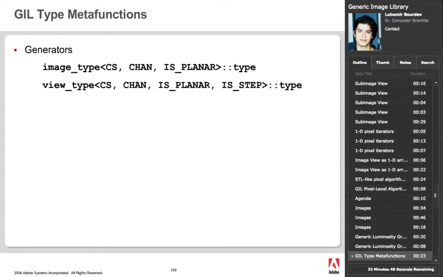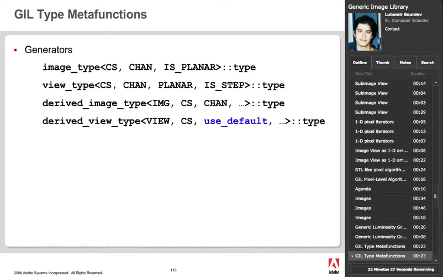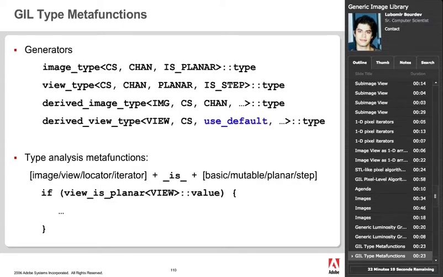GIL provides metafunctions to construct images and image views from components, such as given color spaces, channel types, and memory layouts. It also allows for constructing an image or a view that is just like a given image or view, except that some of its properties may be different. We specify the properties that differ and use default for the ones that don't. GIL also has type analysis metafunctions of the form GIL construct is property, as shown in this example.